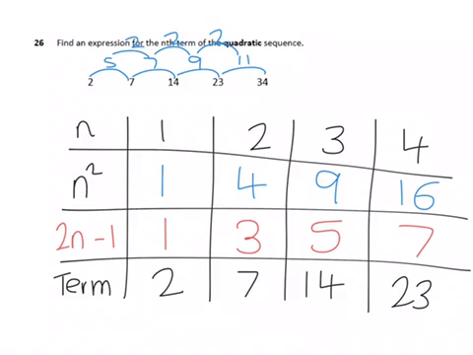So now we have the two parts that make up our sequence. We've got the n squared and the 2n minus 1, that when we add them together each time gives us the term we want. So overall our nth term is n squared plus 2n minus 1.